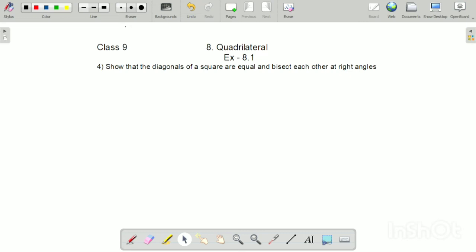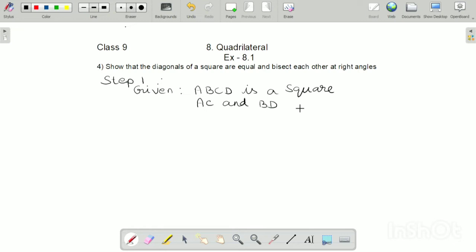Exercise 8.1: Show that the diagonals of a square are equal and bisect each other at right angle. First, step 1, the given. From this question, what is given? ABCD is a square, and AC and BD are diagonals.